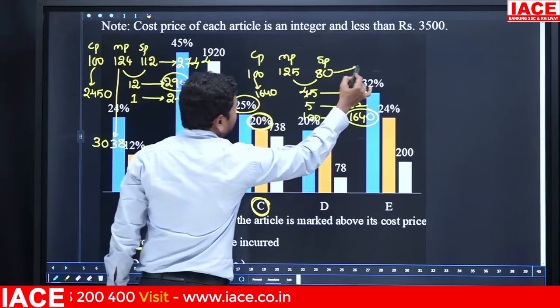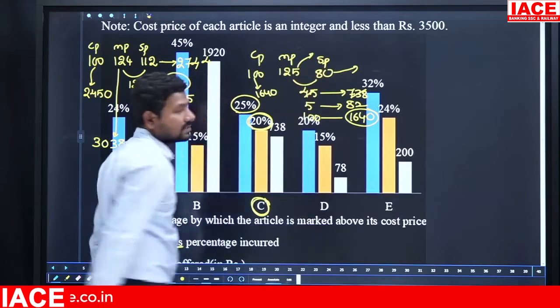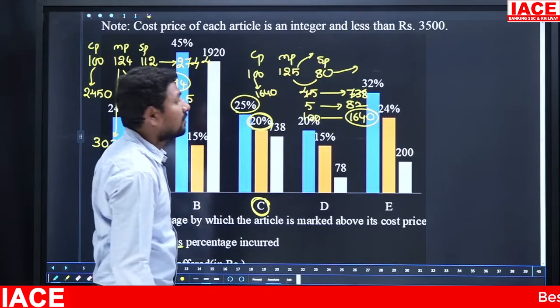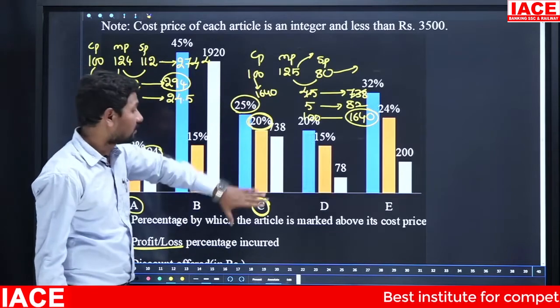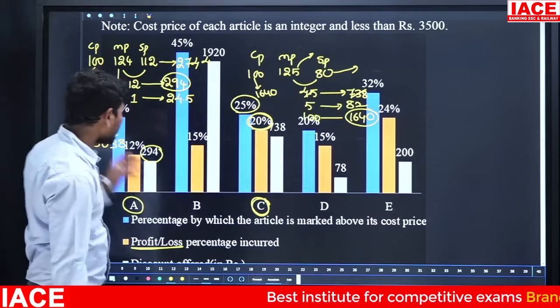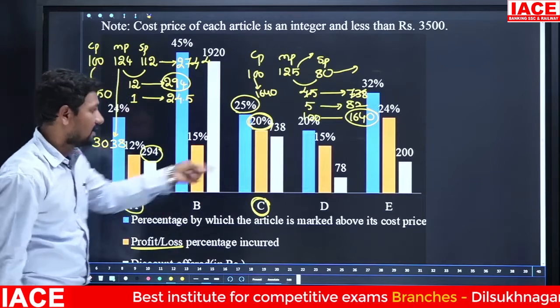I need to calculate 80 parts, and 125 parts, and 120 parts. Once you calculate them, you will get the selling price, cost price and market price for the C product also. Similarly, you have to calculate B, D, E also.